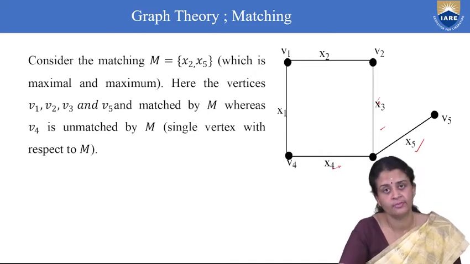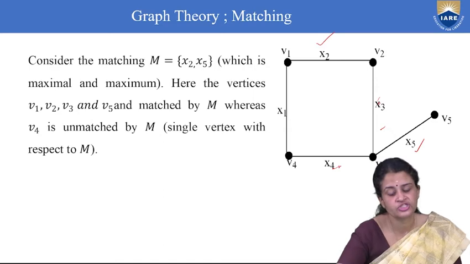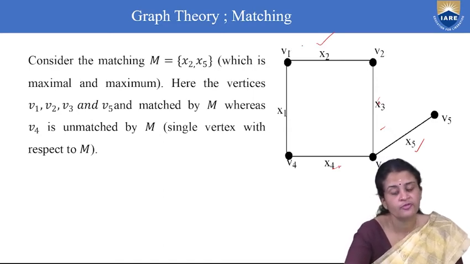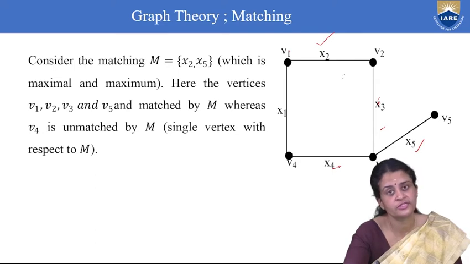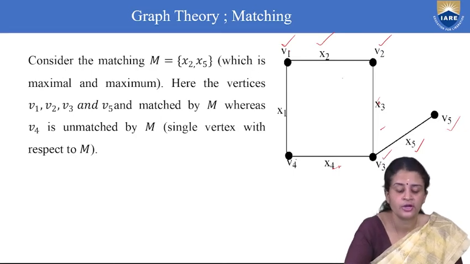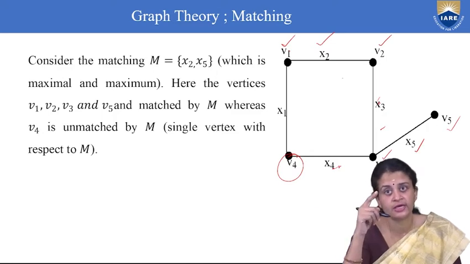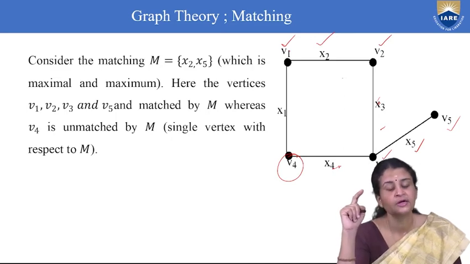So the vertices which are matched under this matching, because we are taking this X2 and X5. Which edges are matched? Sorry, which vertices are matched? V1 and V2 are incident with this X2, so V1 and V2 are matched. And comparing to this X5, V2 and V5 are matched. The only vertex which is not matched under this matching X2, X5 is V4. So it is also called an unmatched vertex under this matching.